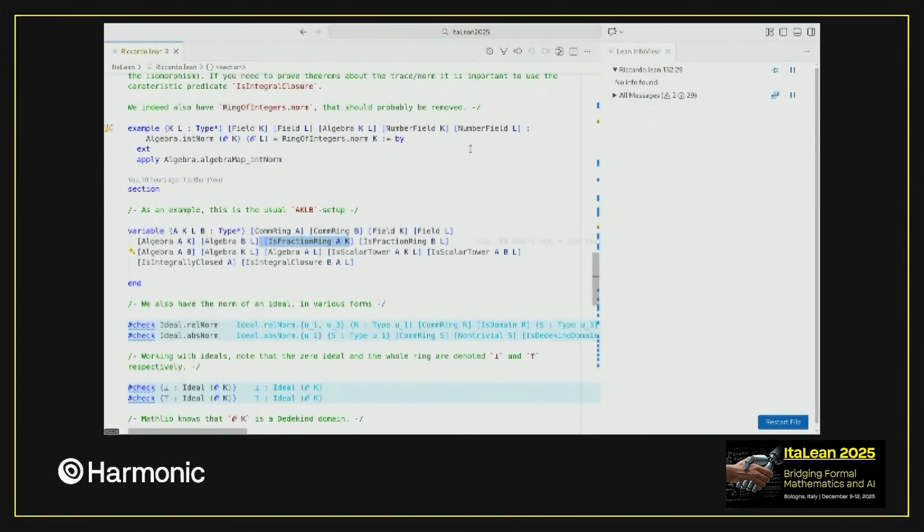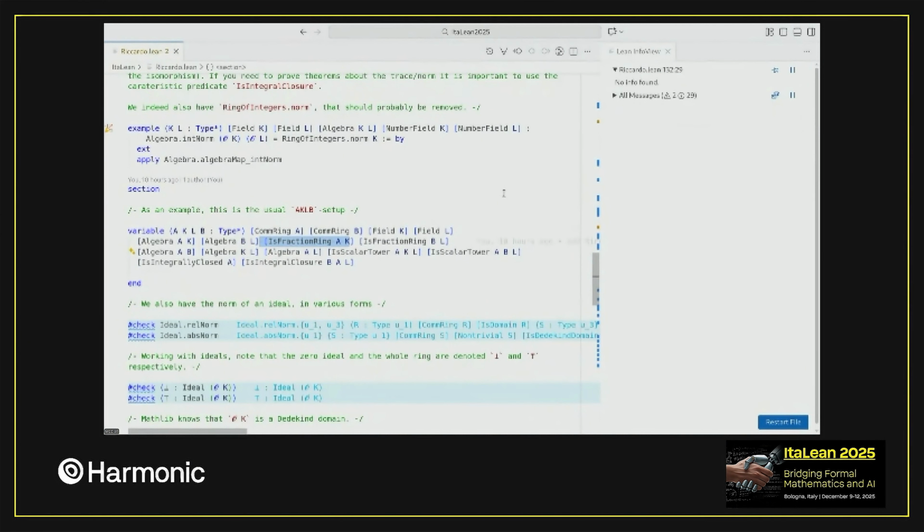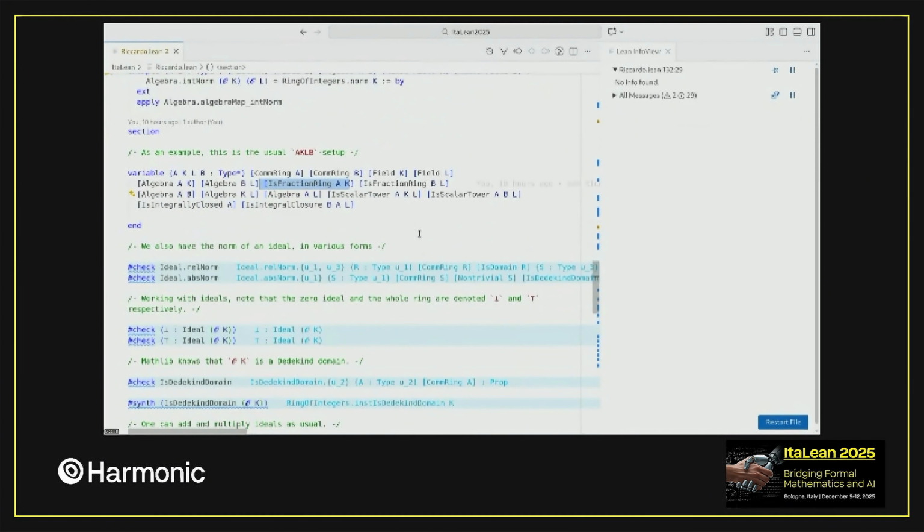Okay, so I'm of course late, so I started at 5 past. Okay, so let's move a little bit faster. So let's see some serious number theory that is in Mathlib.